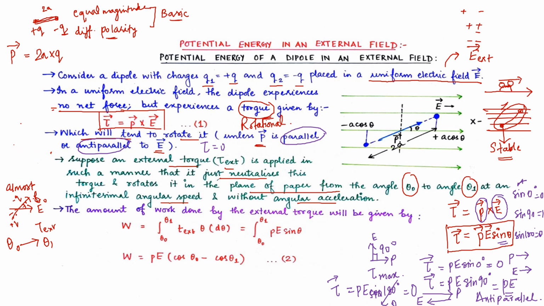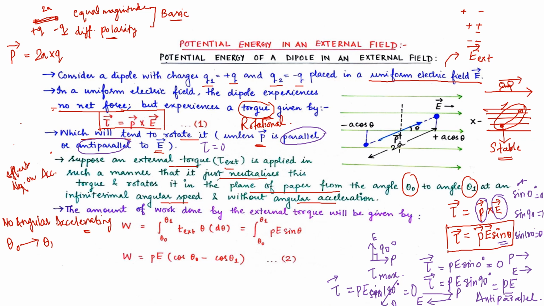Okay, so now this is the condition we have taken. The change in angle is from theta naught to theta 1, and there is a little angular speed, but no angular acceleration. The system is not accelerated. If we were accelerating the system, then there would not be any concept of an existing uniform electric field. A uniform electric field implies no acceleration, no deceleration. There is no effect on the acceleration of this system. Okay.